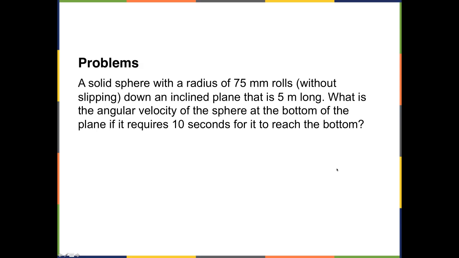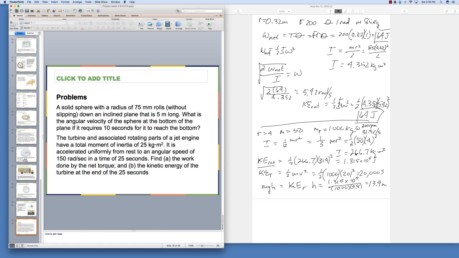Let's end up with a couple of practice problems. The first practice problem is a solid sphere with a radius of 75 millimeters that rolls down without slipping an inclined plane that is 5 meters long. What is the angular velocity of the sphere at the bottom of the plane if it requires 10 seconds to reach the bottom? 5 meters long, 10 seconds.